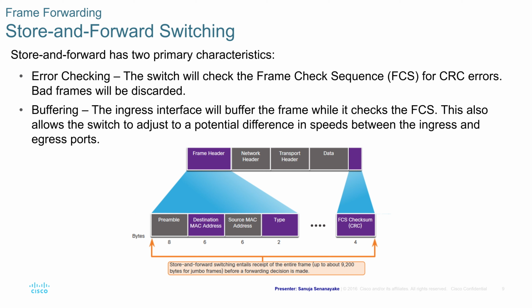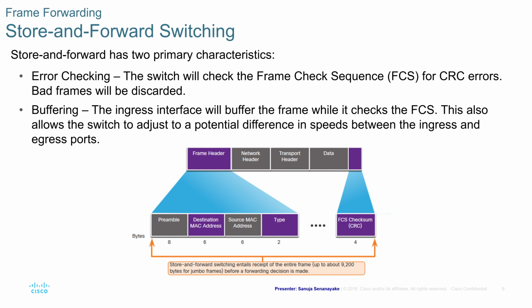Store and forward switching has two primary characteristics: error checking and buffering. Error checking happens when the switch checks the FCS, or frame check sequence, for CRC errors, and if there is a bad frame, the switch will discard that frame. Buffering: the ingress interface will buffer the frame while it checks the FCS. This also allows the switch to adjust to a potential difference in speeds between the ingress and the egress ports.